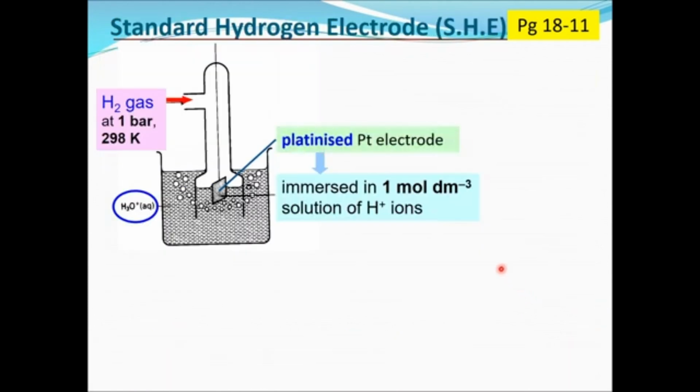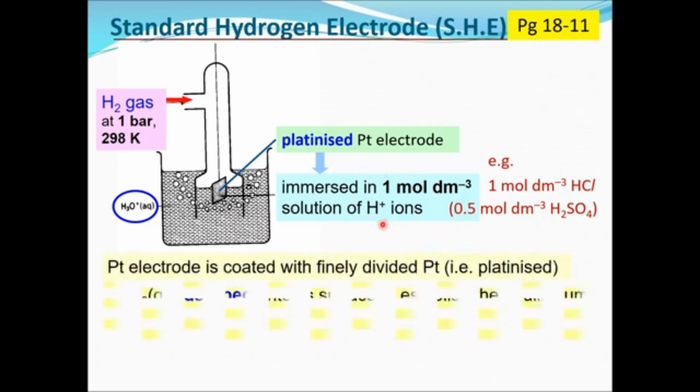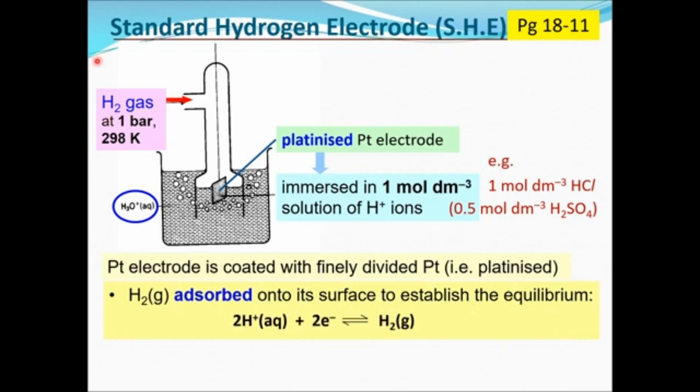So just have a quick look at the setup of a SHE. We have it in 1 mole per dm cube of H plus, standard condition. So this could be using HCl or using half a mole of H2SO4. These are the kind of things that A-level has asked before, just to be very clear. The main thing is to get 1 mole per dm cube of H plus ion, which is the ion involved in this half equation. The H2 gas also has to be 1 bar, 298 Kelvin, stated clearly.